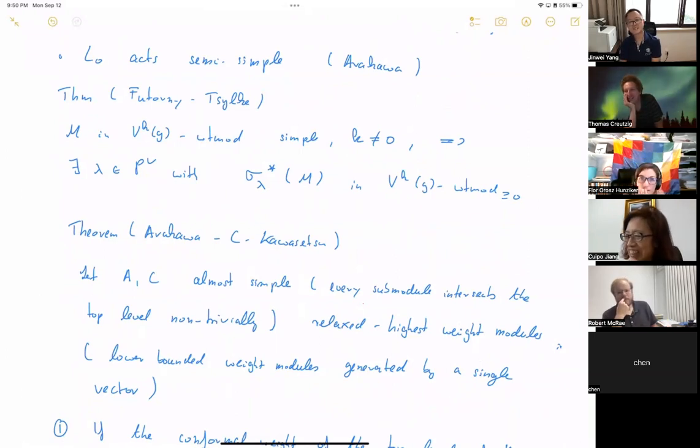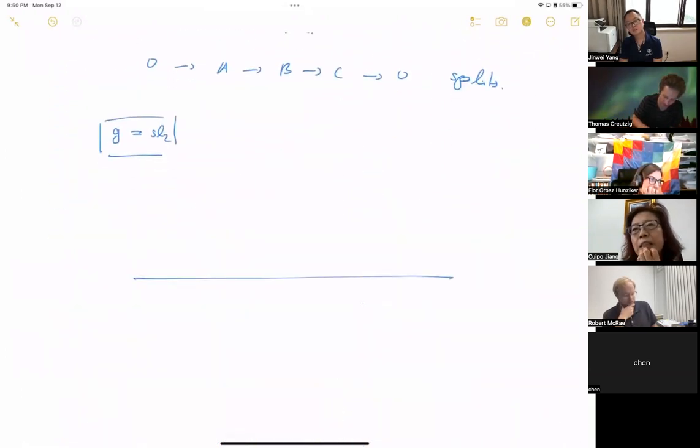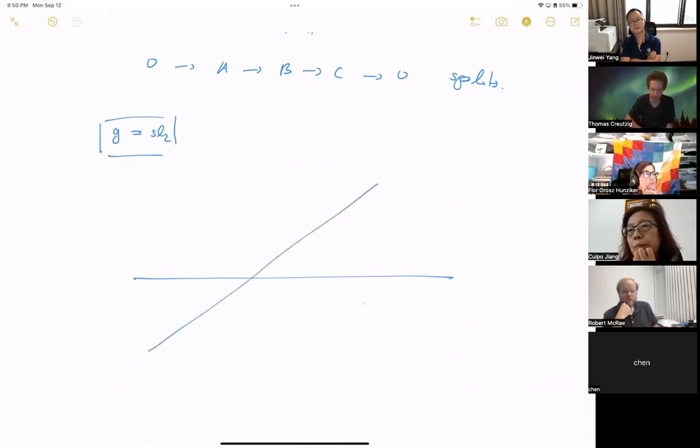Now we run into the problem. Usually you think about it like this: here the x-axis is the weight direction, and the y-axis is conformal weight. Lower bounded modules would be pictured like this. And if you do spectral flow, it will tilt this type of module. So maybe a spectral flow twist would look like this.